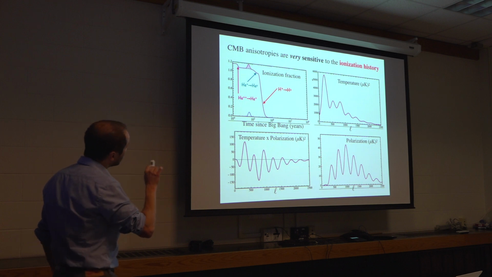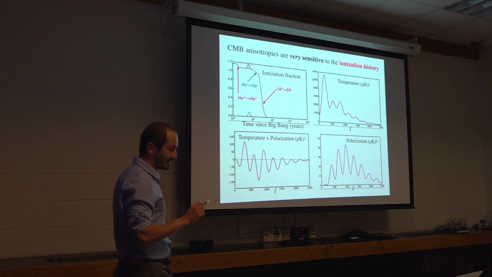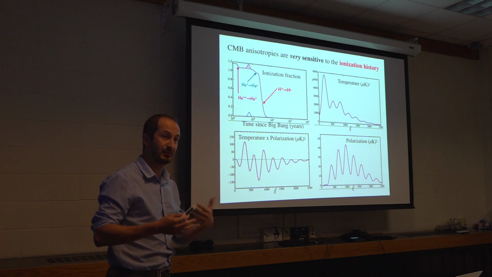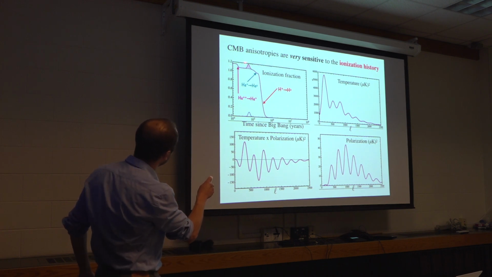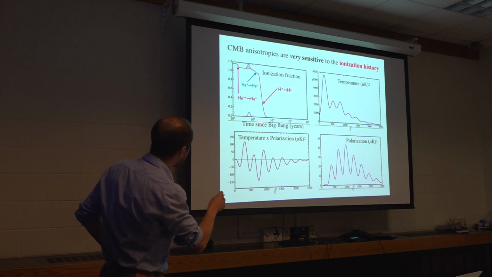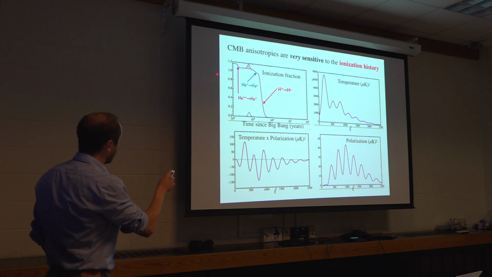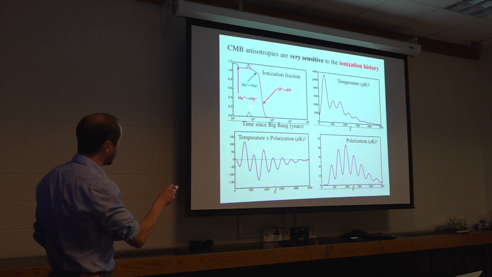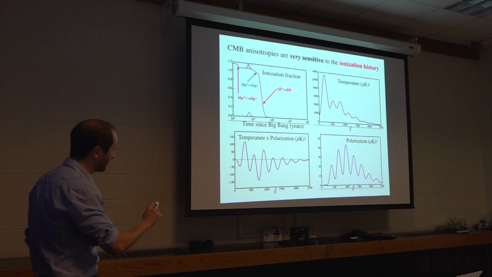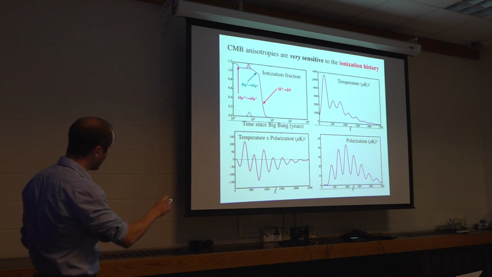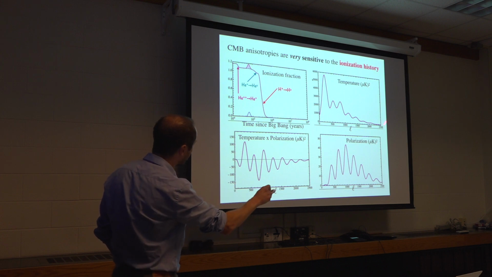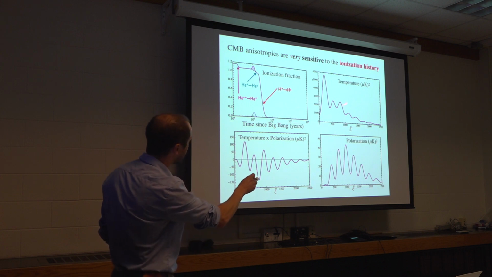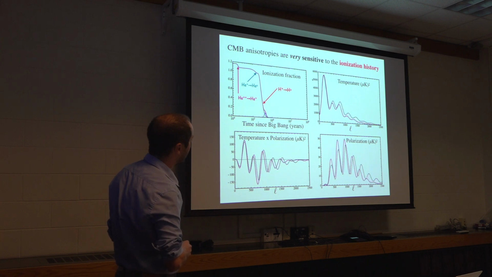CMB anisotropies are extremely sensitive to how exactly the universe became neutral, went from being fully ionized to neutral. So here I'm showing again this ionization fraction, starting at 1.16 and going to 0 as a function of time. The purple line is the standard story, and I'm artificially adding a bump in this ionization fraction, a 10% bump. I'm going to move this bump forward in time, and you're going to see how this affects the power spectra of temperature and especially polarization of the CMB.